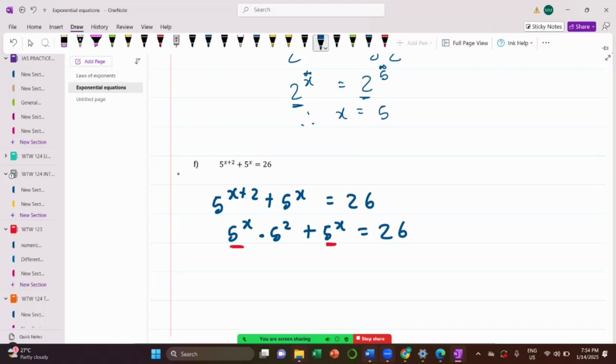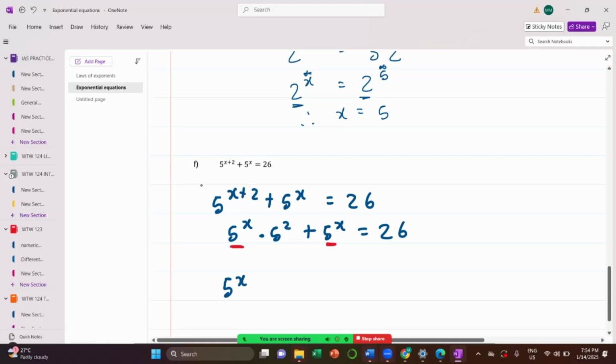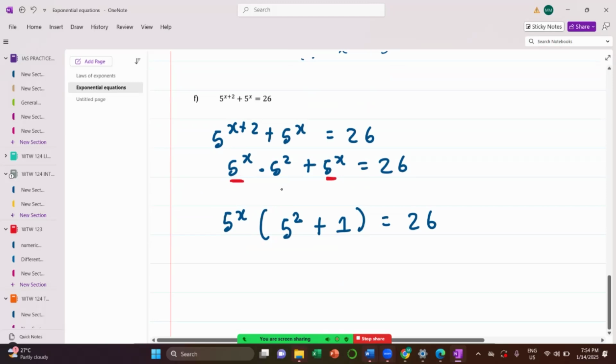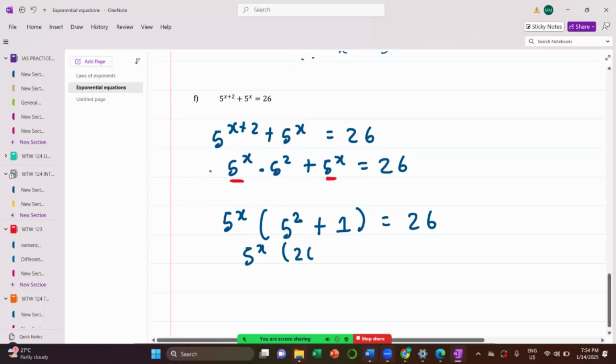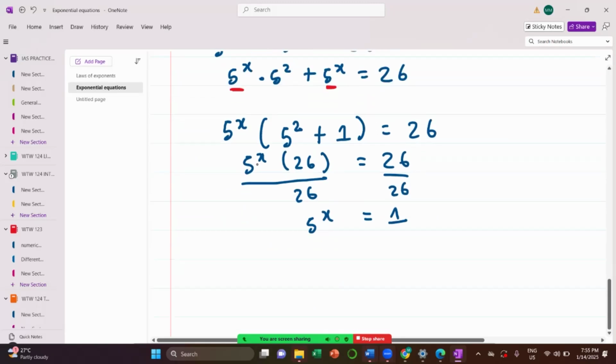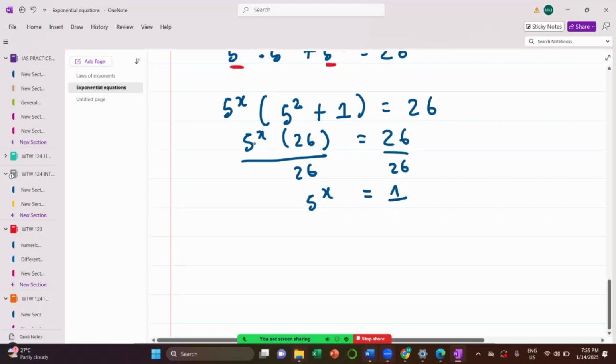So I continue and I'm going to take out 5 to the exponent of x as common factor. I'm going to have in bracket 5 to the exponent of 2 plus what am I left with here? 1. All equal to 26. So I'm going to have 5 to the exponent of 2 plus 1, which is just 26. So I'm going to have 5 to the exponent of x times 26 is equal to 26. So I divide both sides by 26. So that's why I'm going to have 5 to the exponent of x is equal to 1.